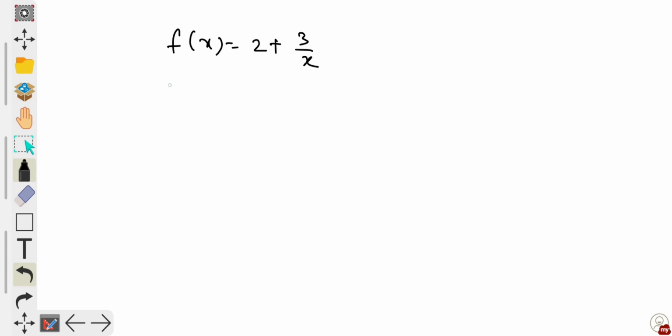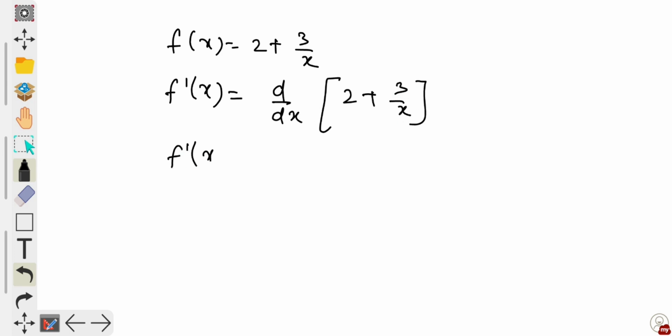So we will start from the first derivative and we will differentiate with respect to x. So it will be f'(x) = d/dx of (2 + 3/x). So f'(x) will be the differentiation of 2, which is 0, plus the differentiation of 3/x, which will be minus 3/x². Differentiation of 1/x is minus 1/x², and this can be written as minus 3x raised to the power minus 2.